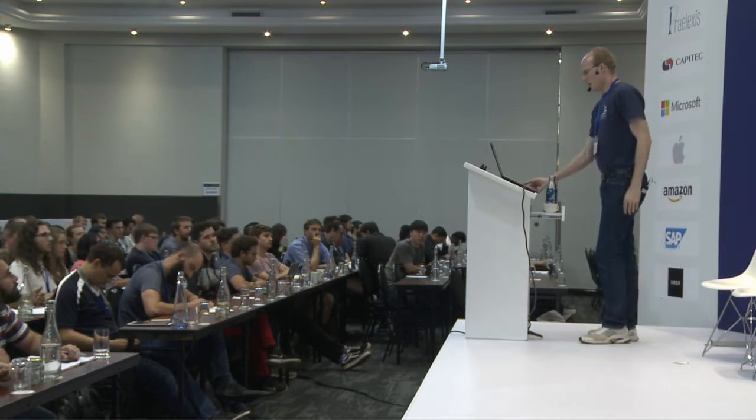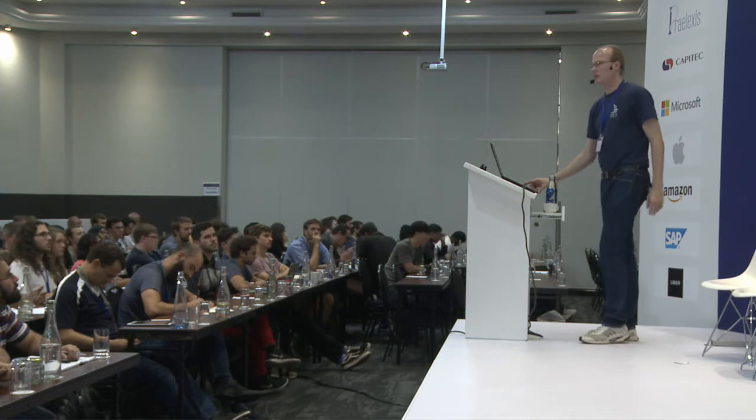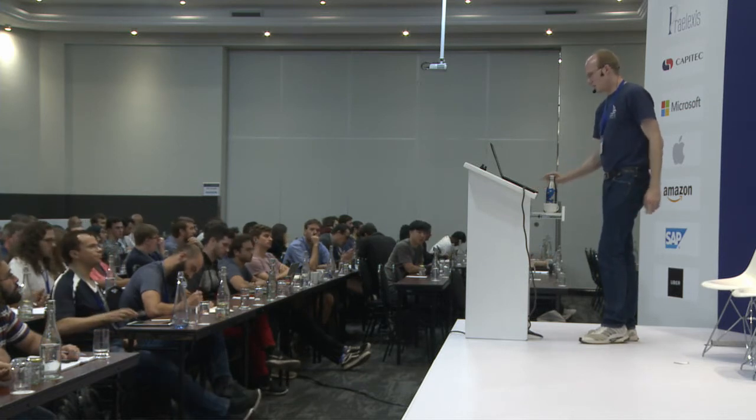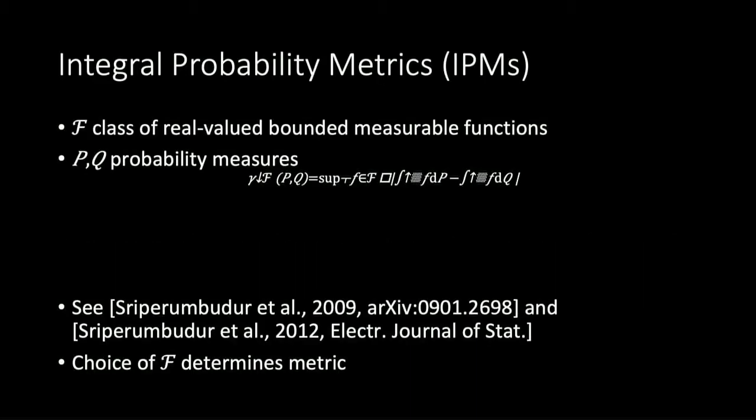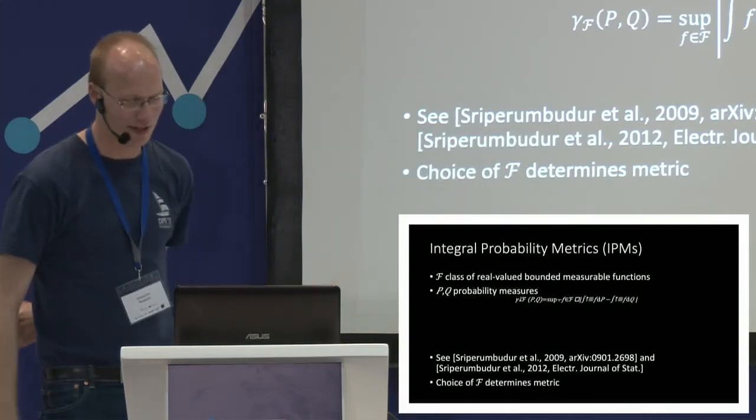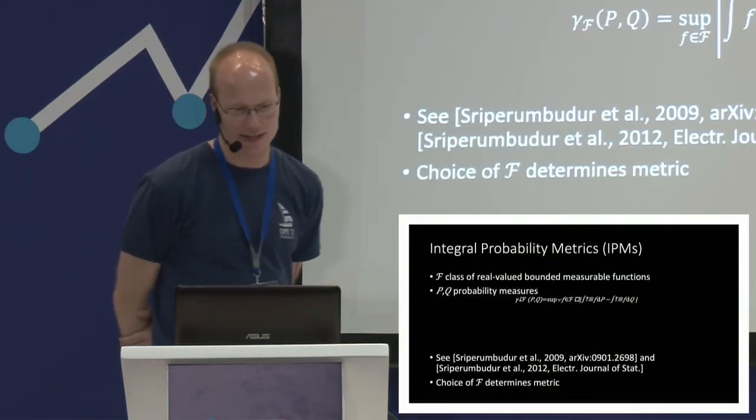Okay. Integral probability metrics. We already saw Arthur speak about this. There's a nice review paper by Bharath Sriperumbudur, who did a JMLR article on IPMs, and there's a huge table of IPMs in there, very much like the table I had on f divergences. Not all of these IPMs have been used in deep learning yet, so if you're looking for new divergences to try, this is a great source.